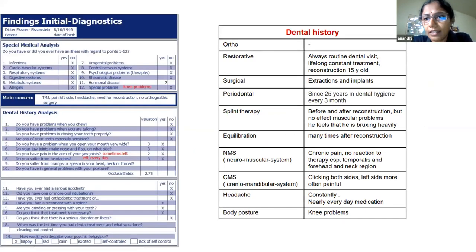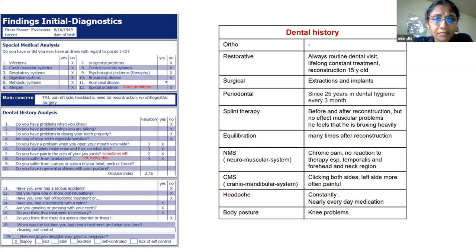We get a history anytime the patient comes. In the medical history, basically no problems other than knee problems. In the dental history, you can see he has pain in the joints, and headaches almost every day on the left side. That's what he says. The occlusal index that we take is 2.75, which is a really high index. For all the pain he's going through, he's actually suffering.